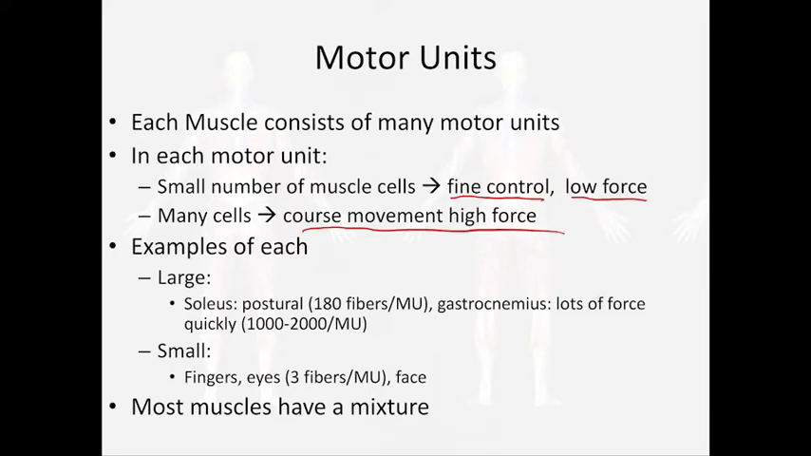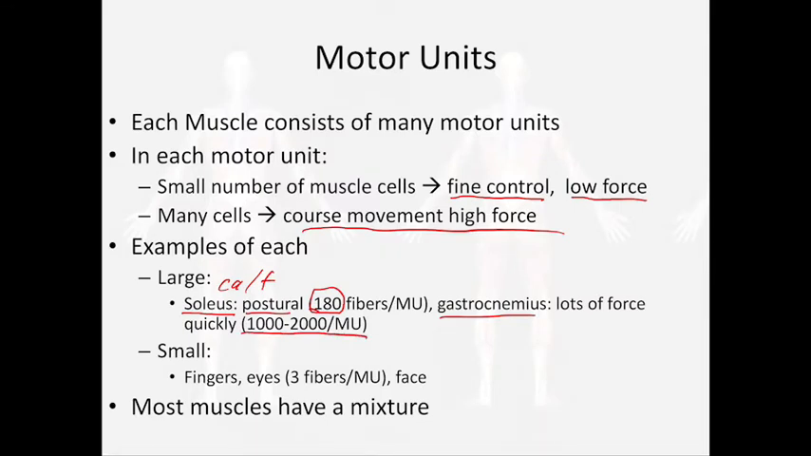Some examples of each. We have large motor units in muscles like the soleus. This is not that large, but somewhat large. It has about 180 fibers per motor unit. That might seem pretty big, but it's more mid-range, more of a postural muscle, so it doesn't produce a lot of force rapidly. The soleus is one of your calf muscles, the one behind your other calf muscle. The gastrocnemius is the other calf muscle, more there for jumping and sprinting, and it produces a lot of force rapidly. The average motor unit here is 1,000 to 2,000 muscle cells per motor unit.